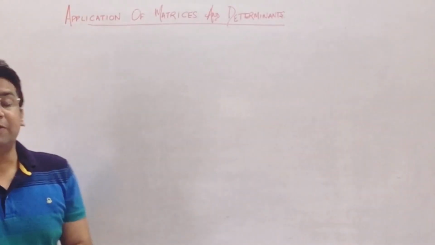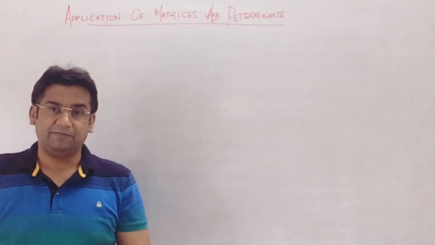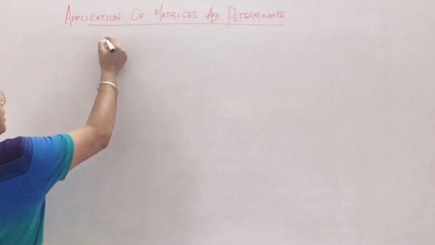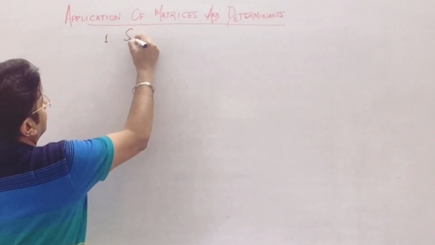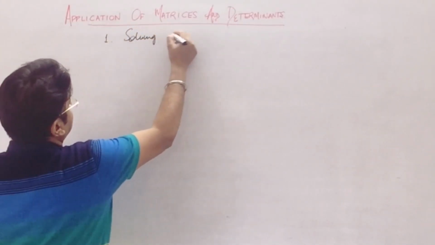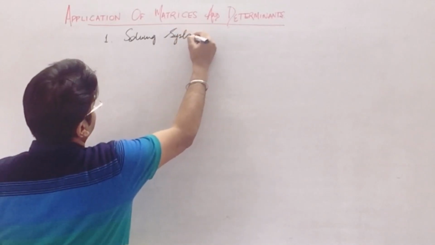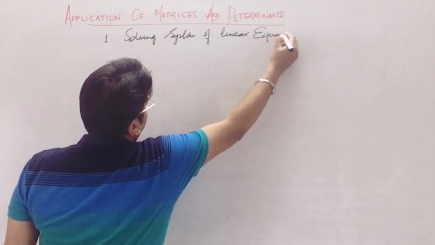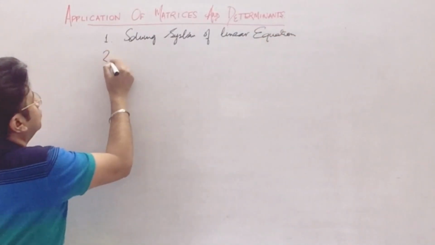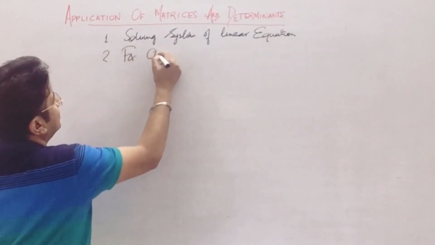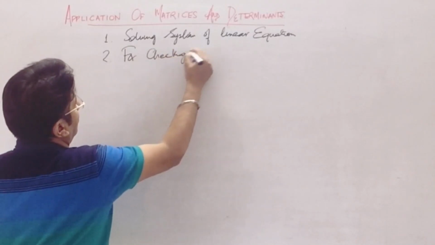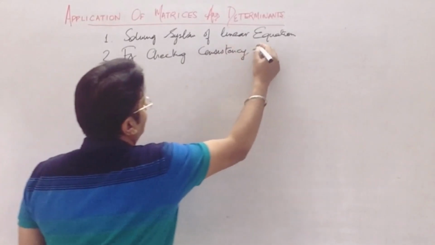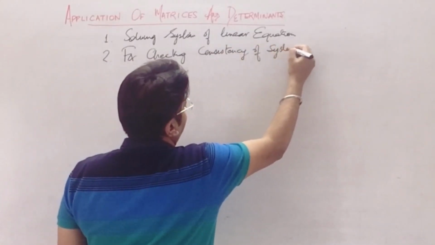Today we will discuss application of matrix and determinant. Matrix and determinant can be used, number one, in solving system of linear equations, and secondly, it is used for checking consistency of system of linear equations.